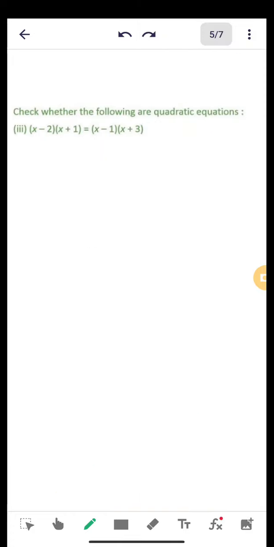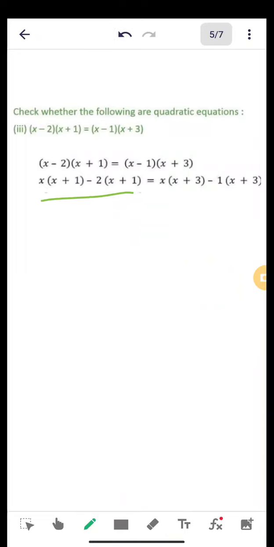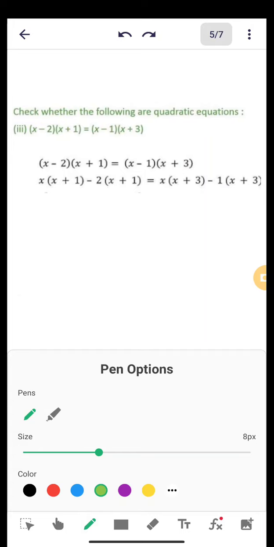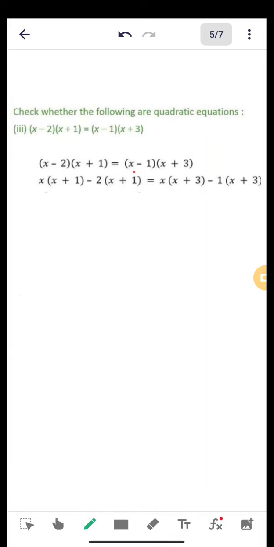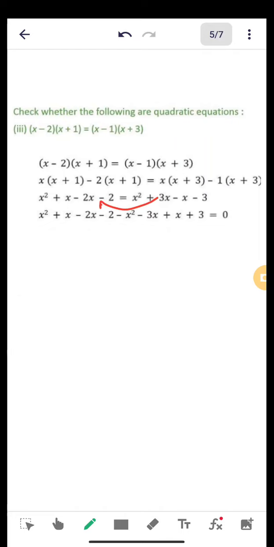So I'll apply the same method here and I'll get this step: x into x plus 1, then minus 2 into x plus 1, and here I get x into x plus 3 minus 1 into x plus 3. So simplifying it, I get this step. Then we'll transpose all these terms to the left.